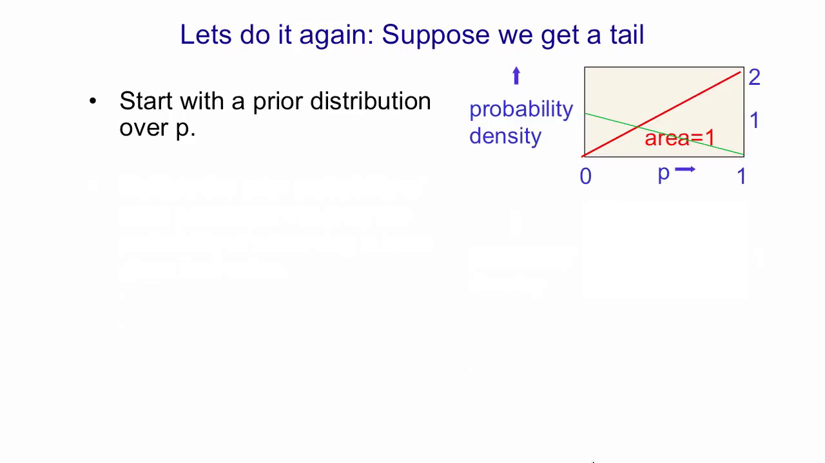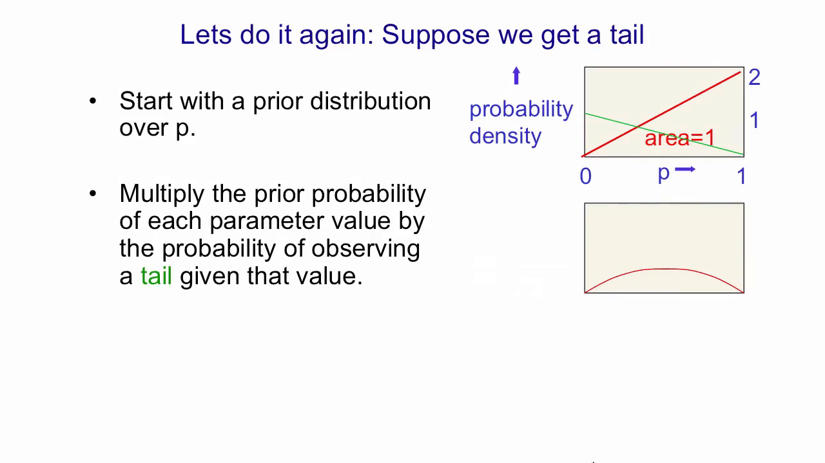Now let's do it again, and this time let's suppose we get a tail. So the prior distribution we start with now is the posterior distribution we had after observing our one head, and now the green line shows the probability that we would get a tail according to each of those hypotheses that correspond to a value of p. So for example, if p is 1, the probability we would observe a tail is 0. So we have to multiply our prior by our likelihood term, and now we get a curve like that.